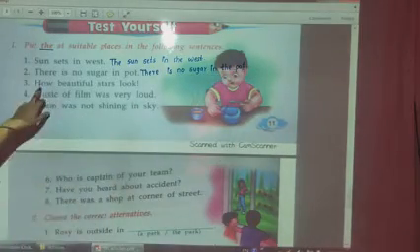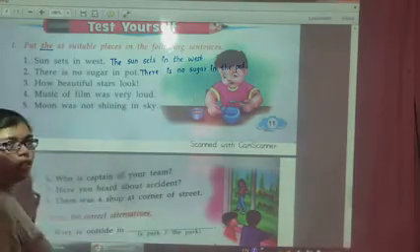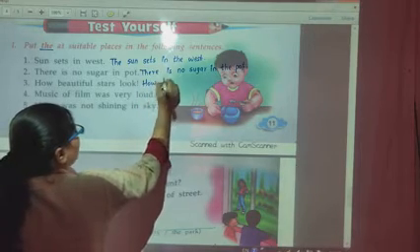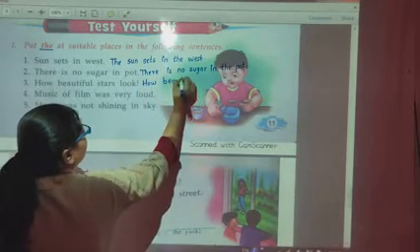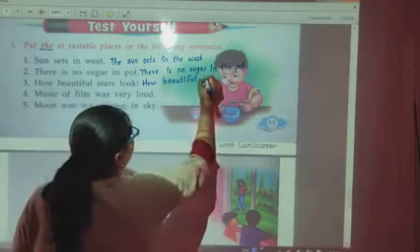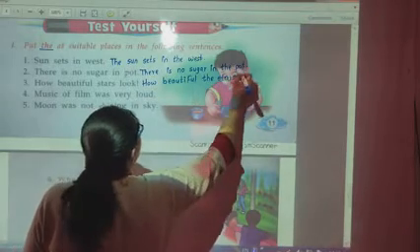Next is, how beautiful stars look. Stars is unique. So, how beautiful the stars look.